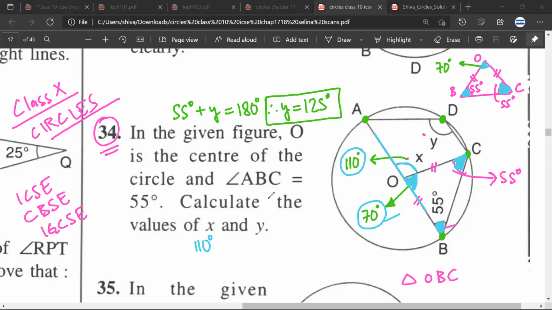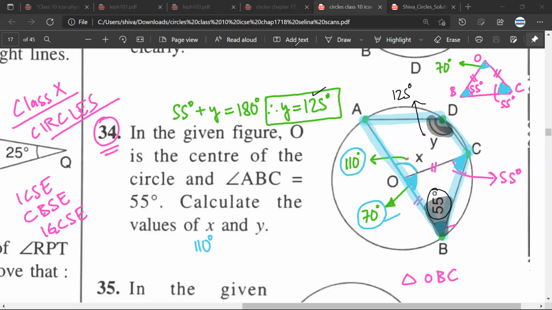Okay. Once we reach here, then we look at this cyclic quadrilateral. In this cyclic quadrilateral, the sum of the opposite angles, basically this angle and this angle, sum of these two angles would be 180 degrees. We know that this is 55 degrees. Now once this is 55 degrees, this would be 180 minus 55 degrees. 180 minus 55 degrees would be 125 degrees. Therefore, this angle is 125 degrees.